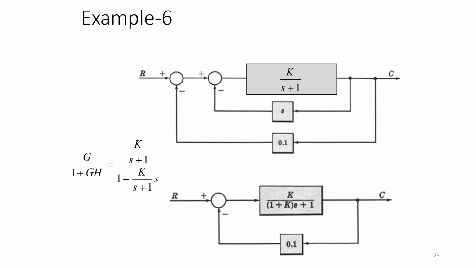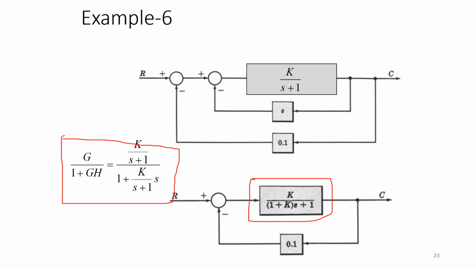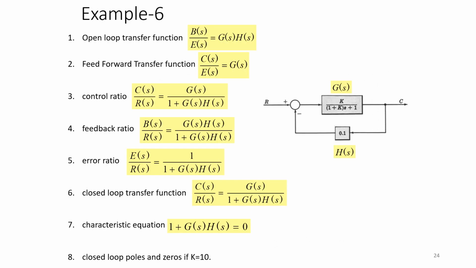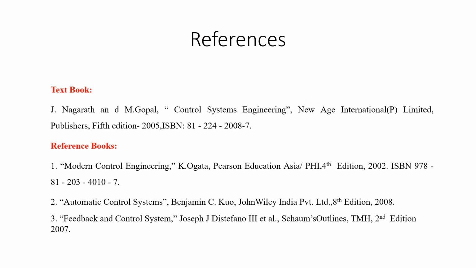So first loop is this, which will give you the gain as equal to K divided by 1 plus K into s plus 1. So this is the reduction what I have applied for this particular loop, and K is taken as equal to 0.1. So further if I simplify, so these are my open loop transfer function, feed forward transfer function, ratio, error ratio, and so on, what it is represented here. So you can solve this.